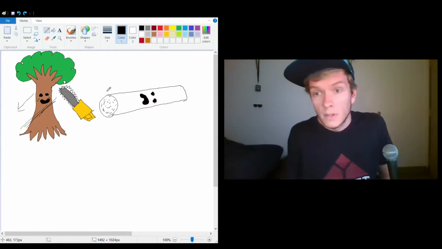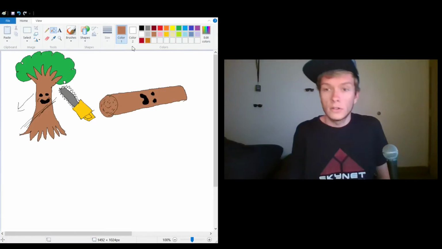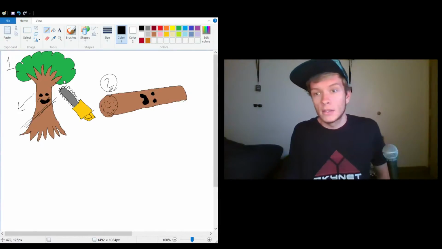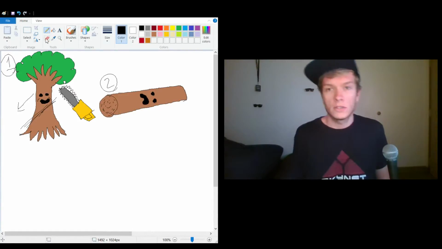So I'll close this in right here, and then grab our brown. And so we have our log here. So this is step one, and this is step two. And so now that we have the log, the actual process of creating a 2x4 is actually somewhat interesting.